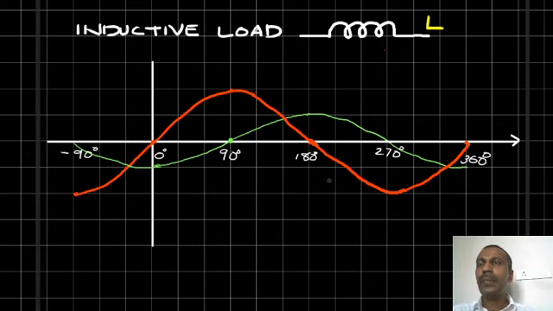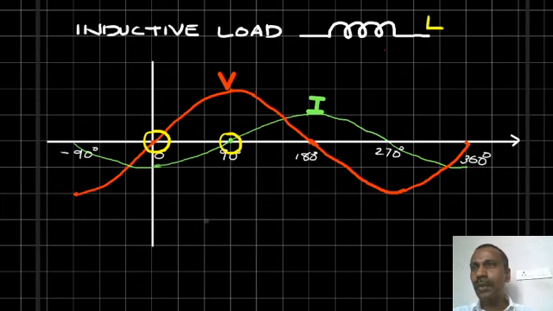Now we consider a purely inductive load. So this is our voltage waveform and this is our current waveform. Now we look at the starting point of voltage. So the voltage starts at this point, whereas the current starts at this point. So the current starts later when compared to voltage waveform. Current starts 90 degrees after the voltage starts. So you can say the current lags behind the voltage by 90 degrees. Current is going behind the voltage.